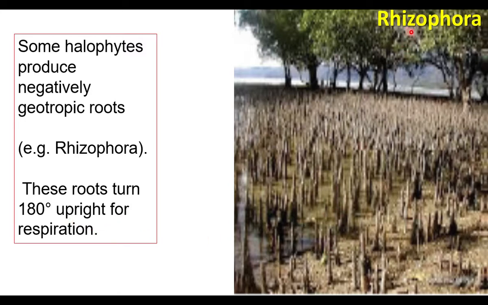In Rhizophora, the special roots are negatively geotropic. Usually roots are positively geotropic; they grow towards gravity. In Rhizophora, the special roots grow away from gravity. So these roots are negatively geotropic roots. Negatively geotropic roots are found in halophytes like Rhizophora.